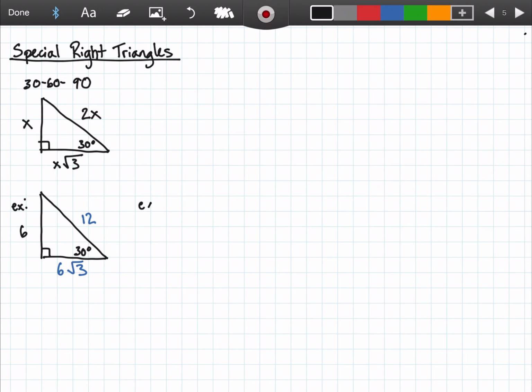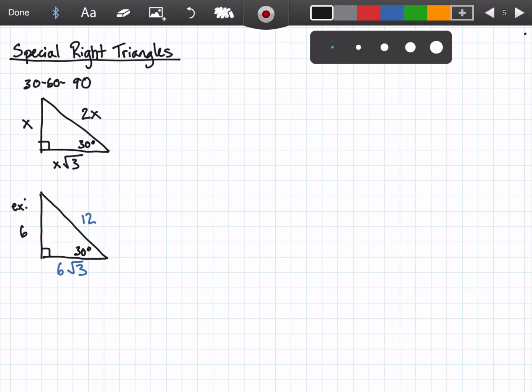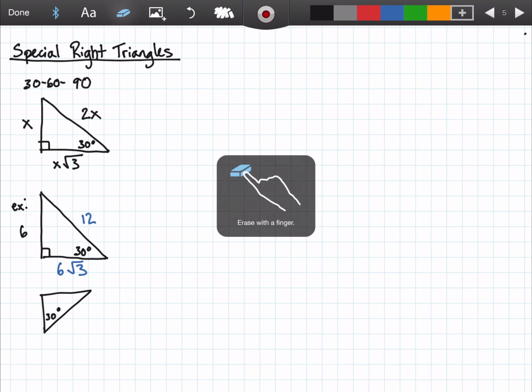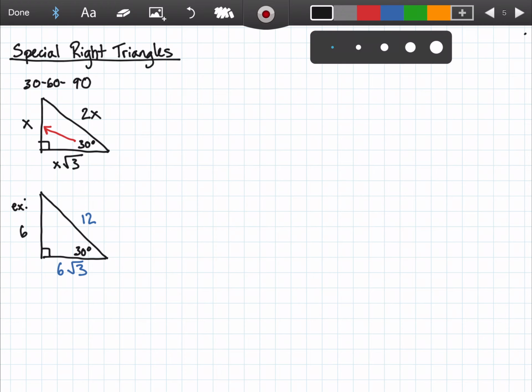It could happen if it was oriented the other way as well. So maybe let's say this time 30 degrees is here. You get the point. No matter how it's oriented, just know the side opposite the 30 is the side you're going to base everything off of.